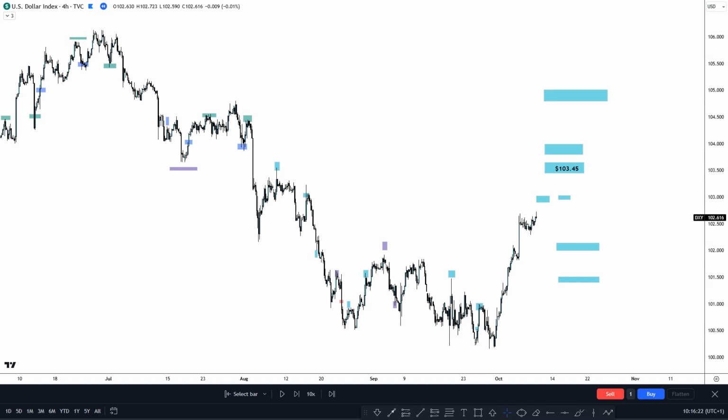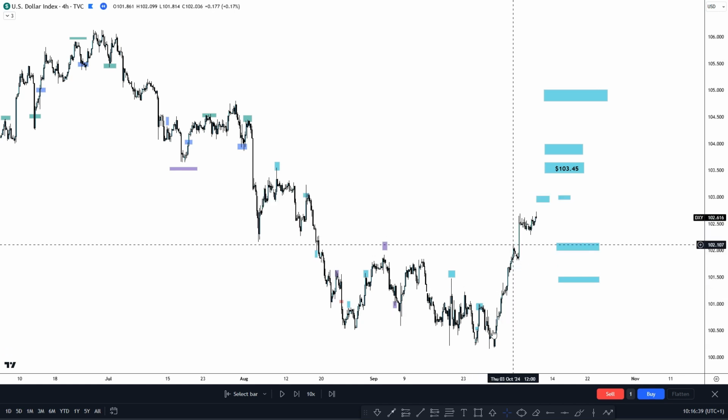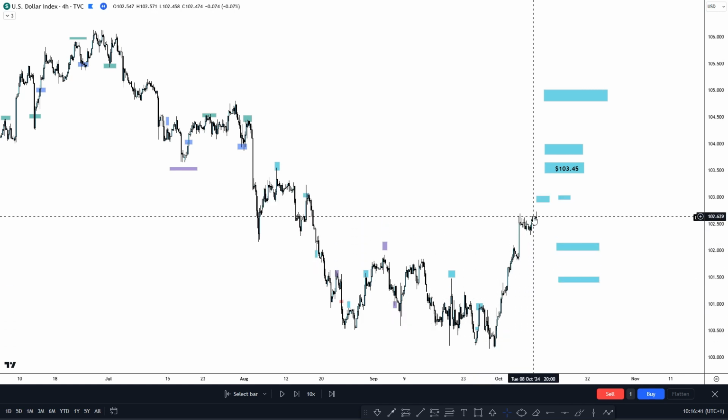This video, I'm going to be breaking down a trade on New Zealand dollar, US dollar, using the DXY as confluence. Made just over $700 on this position on my FTMO, so it was obviously a very good trade. You can see that previously the dollar, because it's been so strong, there were not many areas going into the start of October that I was able to trade.